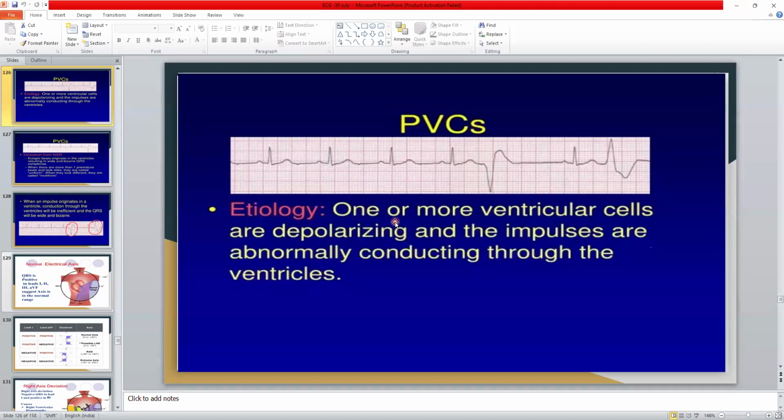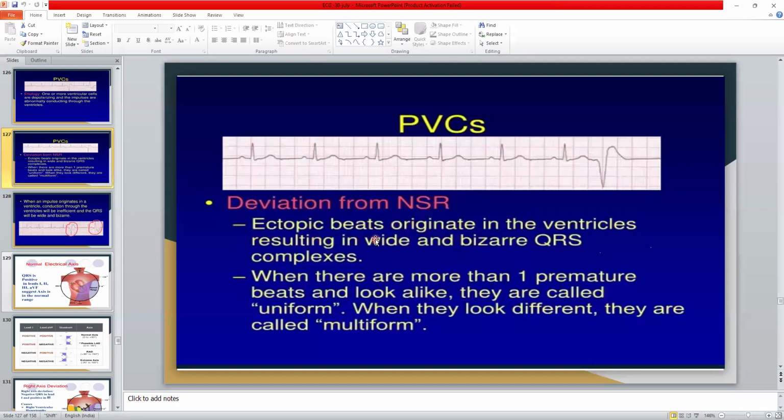Now let us know about the premature ventricular contractions. In premature ventricular contractions, one or more ventricular cells are depolarizing and the impulses are abnormally conducting through the ventricles, causing ectopic beats. These ectopic beats originate in the ventricles, resulting in the wide, bizarre QRS complexes.